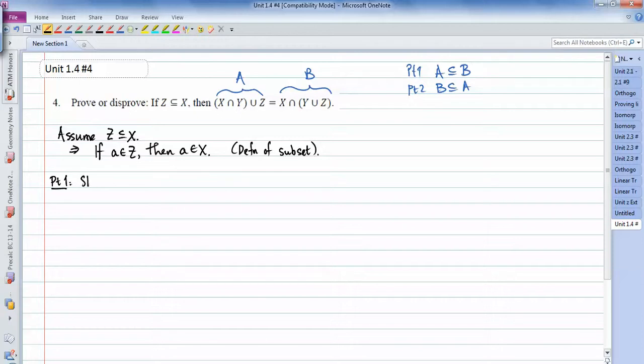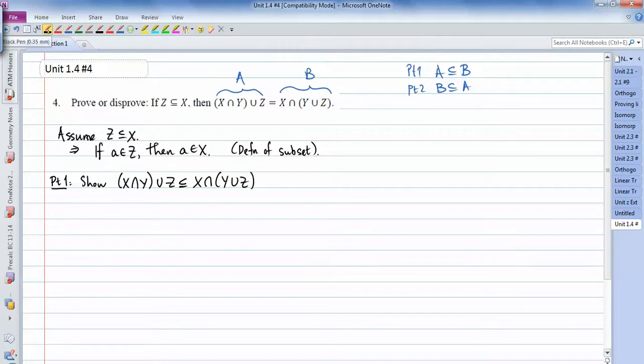we want to show, I'm just going to write this out because it's useful to have it. We want to show A is a subset of B, so what we're really showing is X intersect Y, that part in parentheses, union Z, and then the B set, which is, we switch over the parentheses to the Y union Z. Okay, so the way we show, whoops, not equals, we're going to show this subset relationship first.